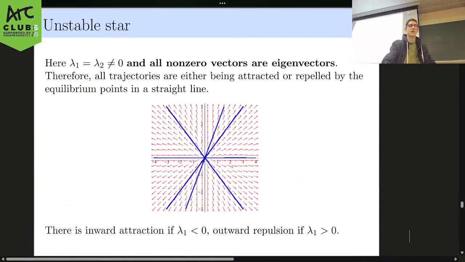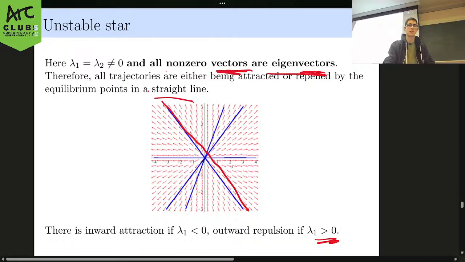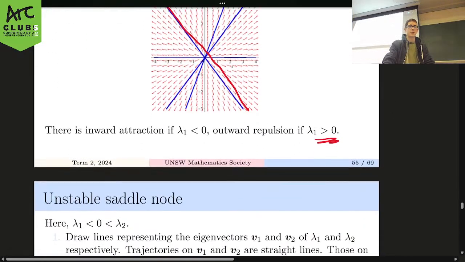All right, so the next case is where we have the same eigenvalues, where we have a matrix of full rank, meaning that all vectors in R2 are eigenvectors, meaning that every direction, all that happens when you multiply by your matrix is it gets either stretched out if the eigenvalues are positive or contracted inwards if the eigenvalues are negative. So we can draw our eigendirections, and what you could really say is that any trajectory would just go along a straight line. It'll go outwards if the eigenvalues are positive, inwards if they're negative. All right, so either attraction or repulsion.